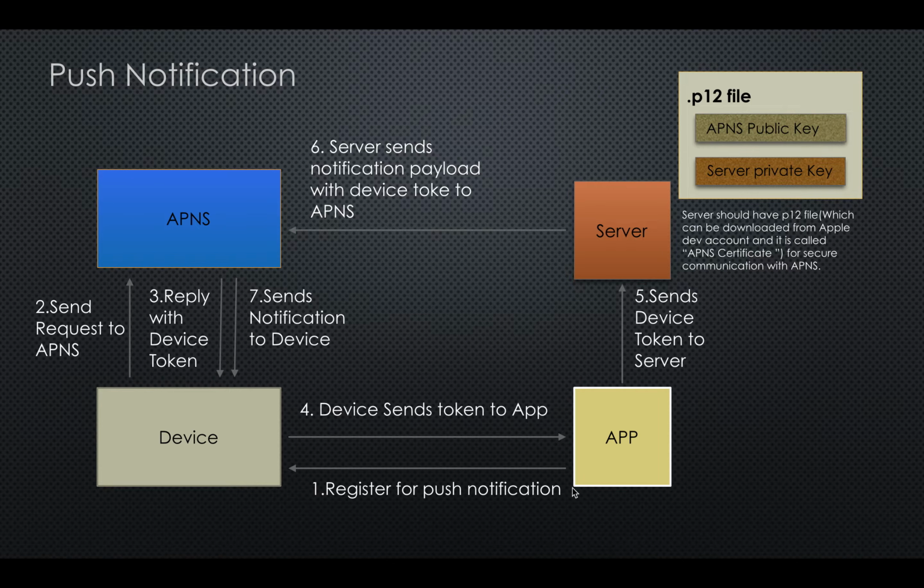The first step is you have to register for push notification. So the app will register for push notification in the device. This is the device, okay? The app will ask your device, hey, I want push notification in my app, so please register for push notification. The device will say okay. Then it sends the request to the APNS server. APNS is the Apple Push Notification Server. It will take the request from the device and then it will reply to your device with the device token.